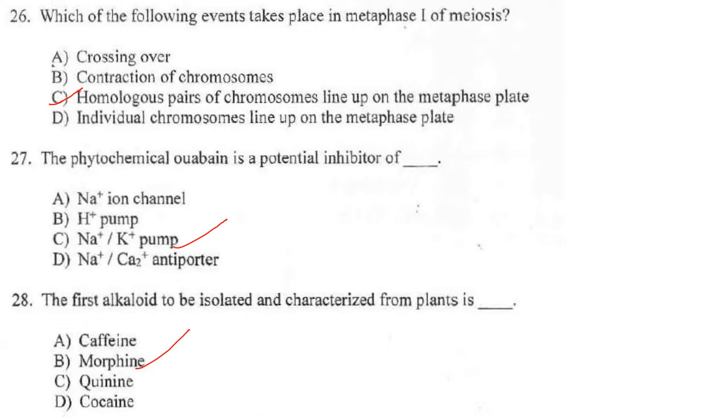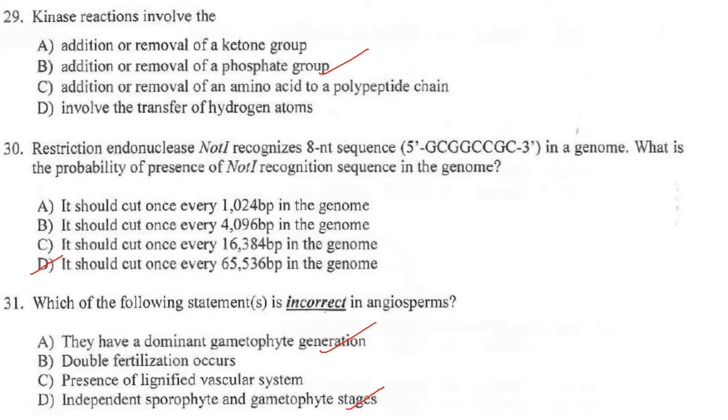Then next one. The phytochemical ouabain is a potential inhibitor of the Na plus K plus pump. Answer is option C. The first alkaloid to be isolated and characterized from a plant is morphine. Answer is option B. Then a kinase reaction involves either the addition or removal of a phosphate group. Answer is option B. Then restriction endonuclease.